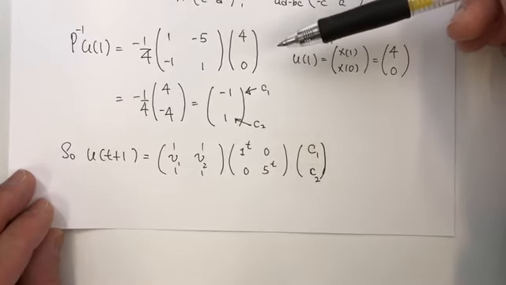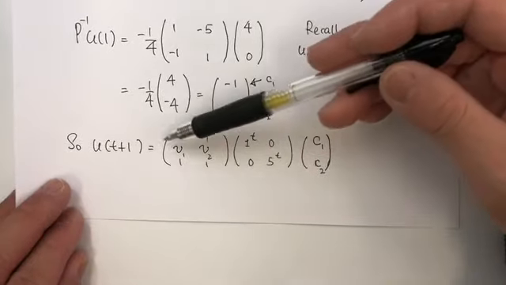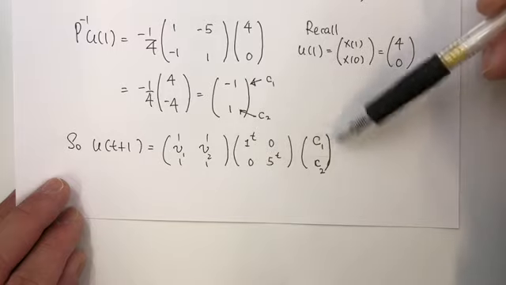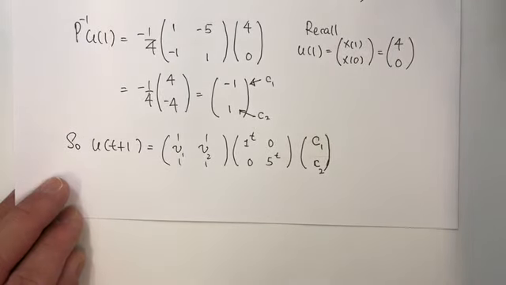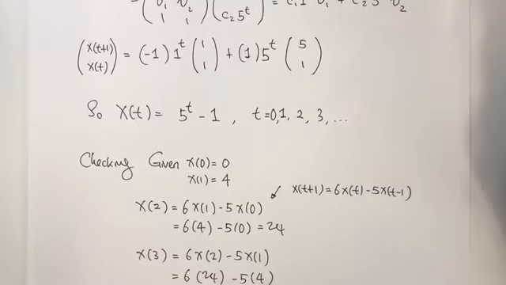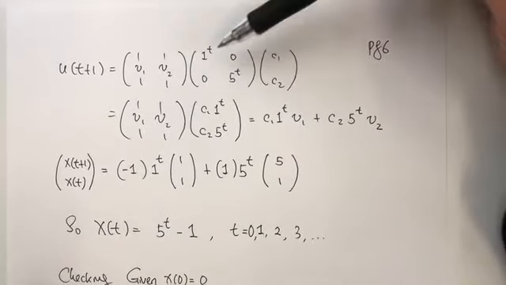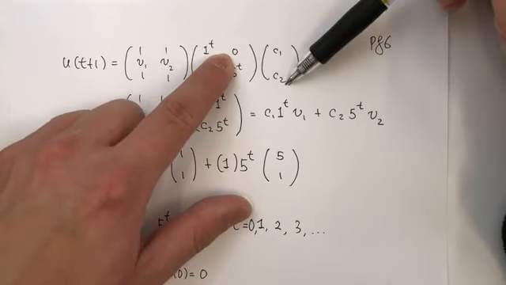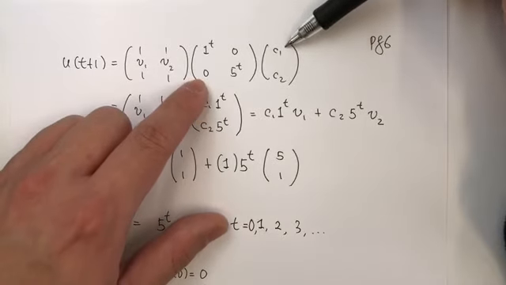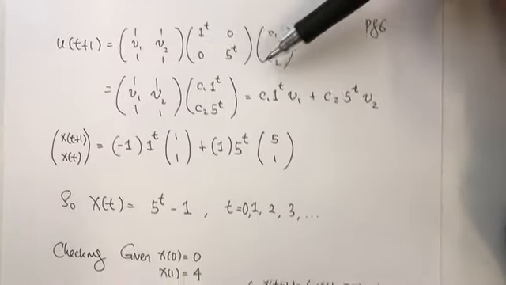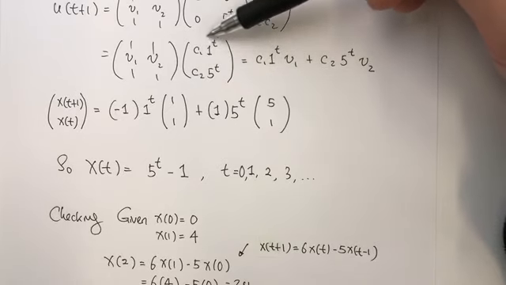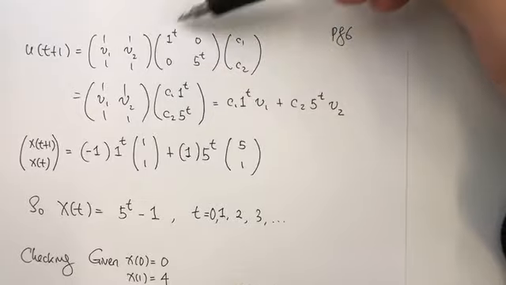Now, we are almost done. Just look at the U(t+1) equation. There's a P, that's a D, and then this is P inverse U1, which is just these two numbers. Let's just call them C1 and C2 at this moment. If you concentrate on the matrix multiplication here, you multiply this with this, and this with this. So this whole thing here is just C1 times 1 to the power of t, C2 times 5 to the power of t. This is what happens if you multiply these two matrices together.